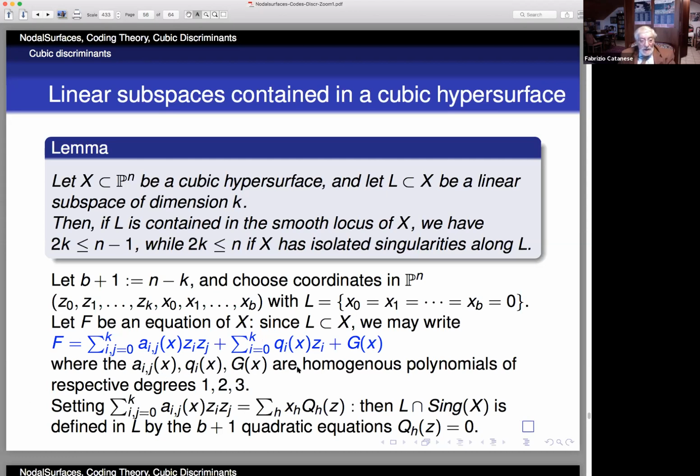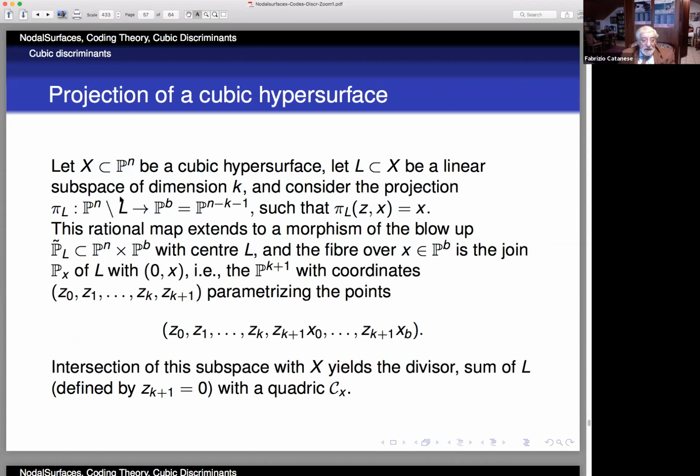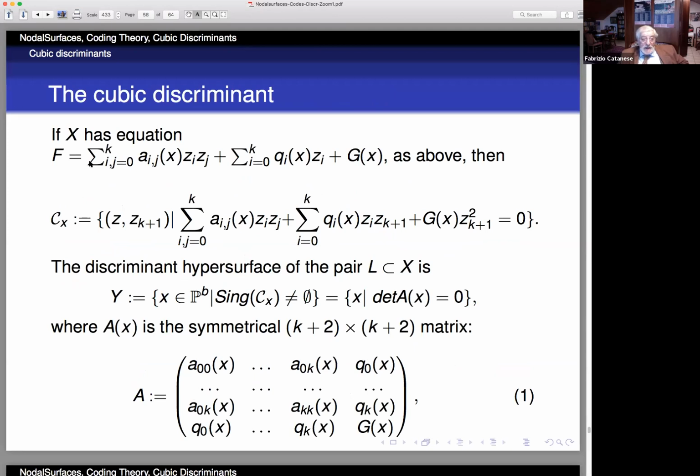And in this way, if we project with center L to the space with coordinates x0, x1, xp, so I take a linear subspace and I project to P^B. This rational map extends to a morphism of the blow-up with center L, and the fiber is the join of L with the point X and intersects X in a linear subspace plus a quadric.